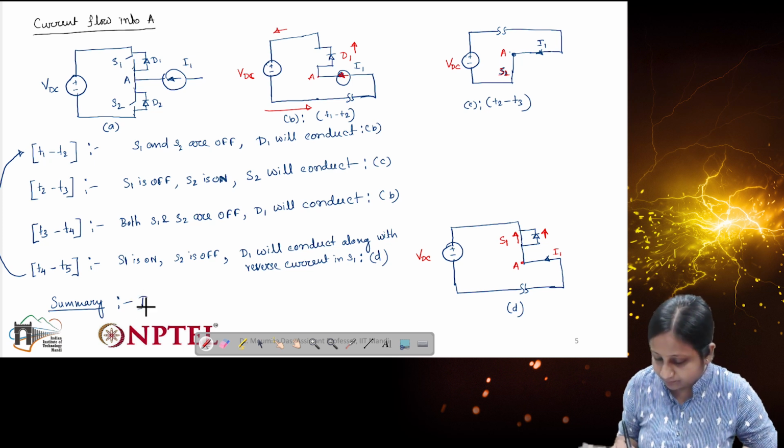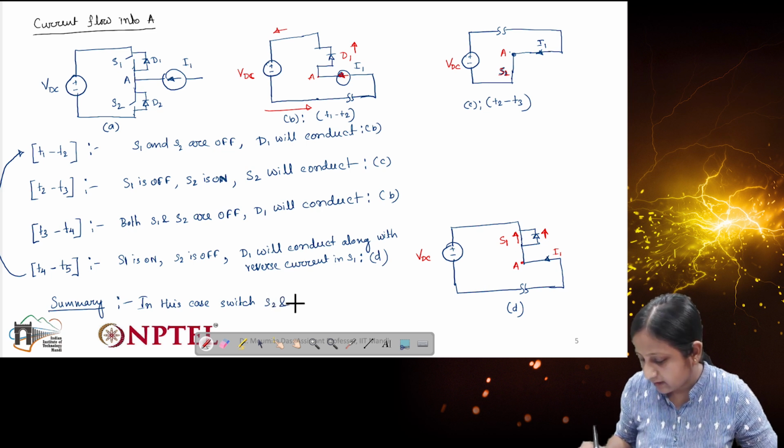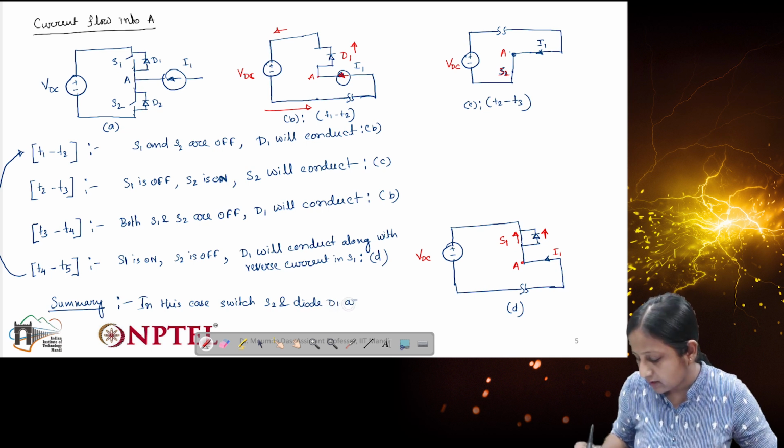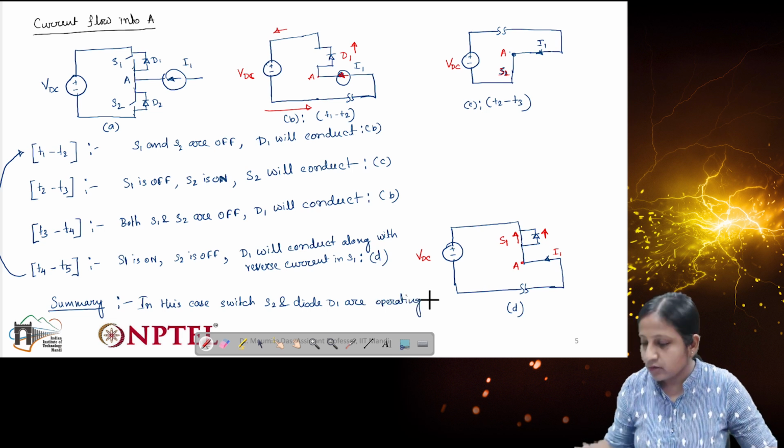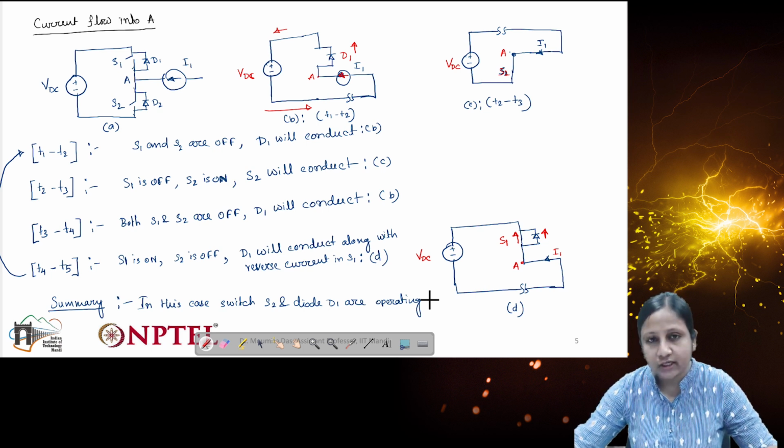In this case, switch S2 and diode D1 are operating. So then what is happening? In order to analyze this operation, if we connect switch S1 and D1, switch S2 and diode D1, then we will be able to implement this particular operation.